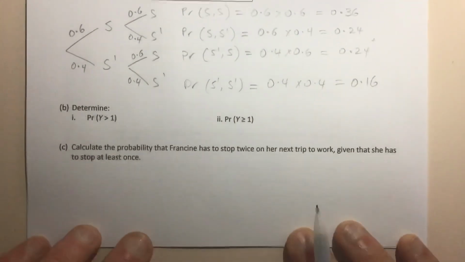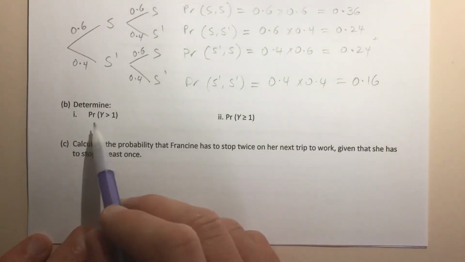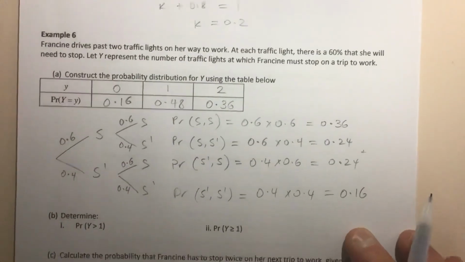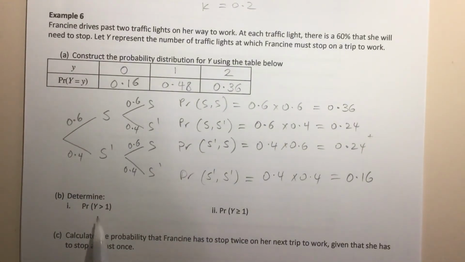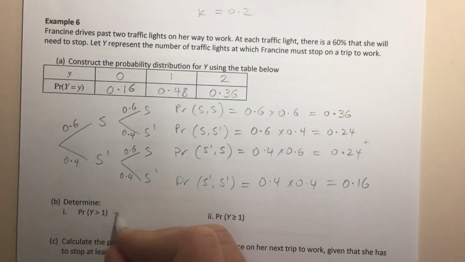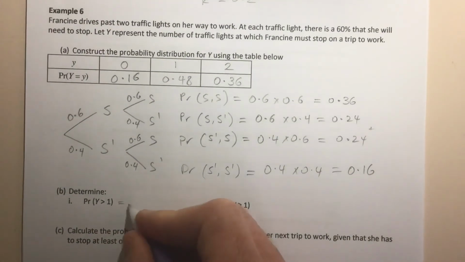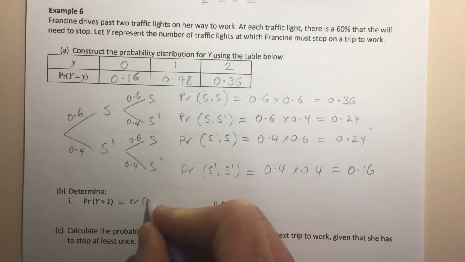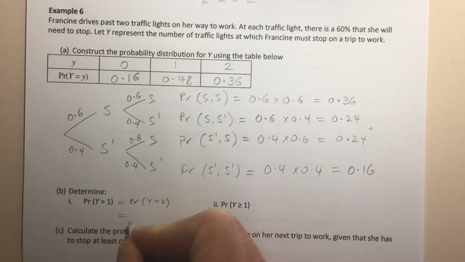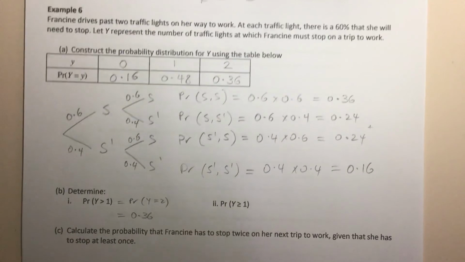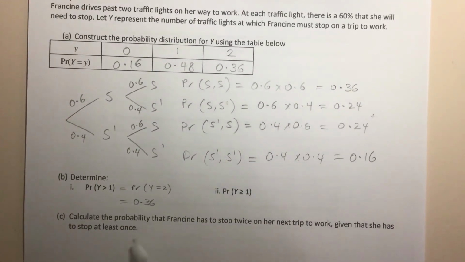Okay, now we've got the table set up. Calculate or determine the probability that Y is greater than 1. Okay, so that just means that she has to stop more than once. Well, because this is a discrete variable, if she has to stop more than once, then that just means she's stopping twice or more. And in this case, that just means it's the probability that Y equals 2, which is 0.36, okay, because she can't stop more than twice.